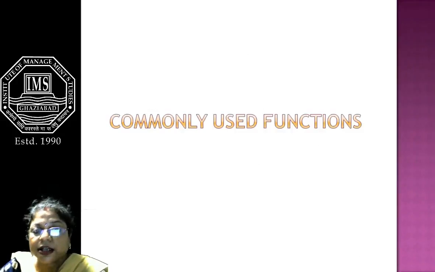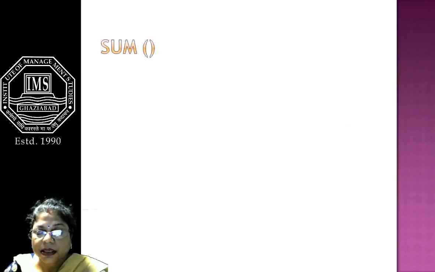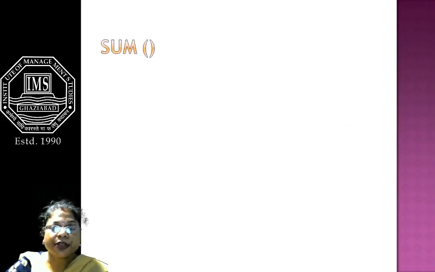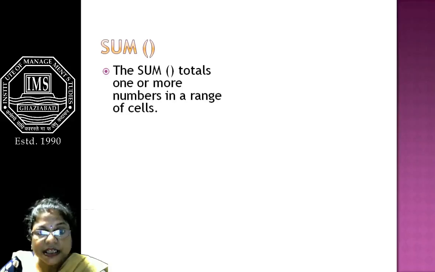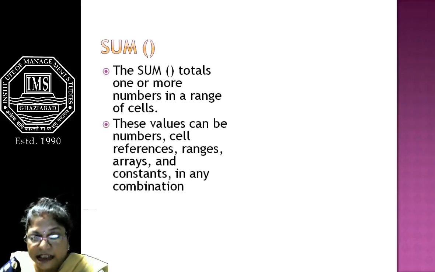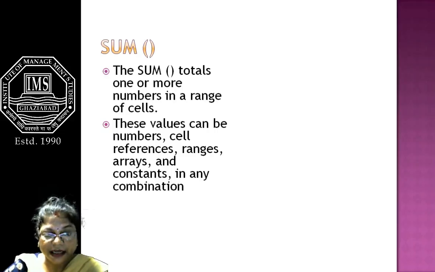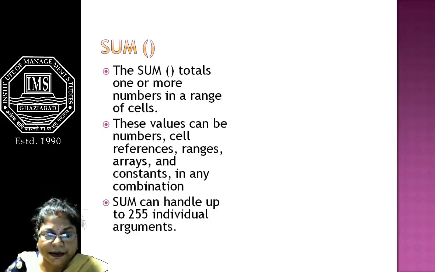We are going to discuss certain commonly used functions which are very necessary to make our work easier in day-to-day life by using Excel. Number one is the sum function. As we know, sum is addition. As the name shows, the sum function totals one or more numbers in a range of cells. These values can be numbers, cell references, ranges, arrays, or constants, or any combination can be grouped together, but ultimately the sum is going to calculate the total of whatever parameters have been defined within the brackets.